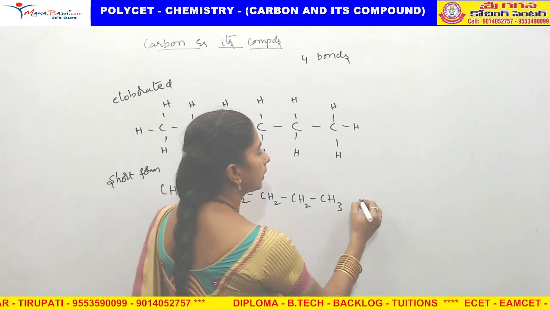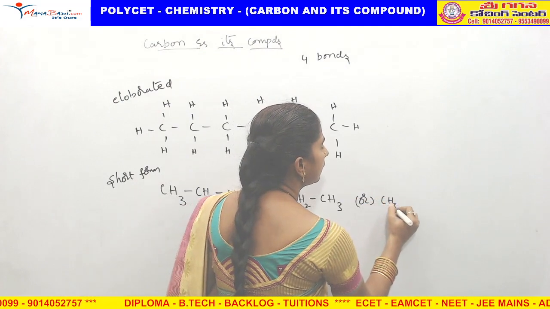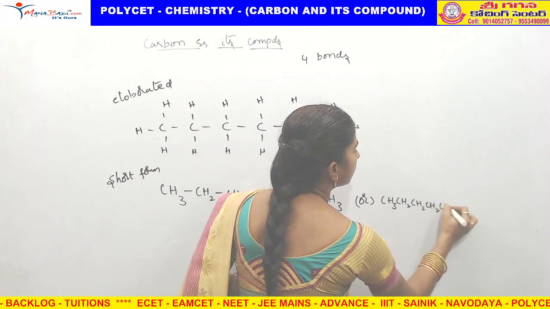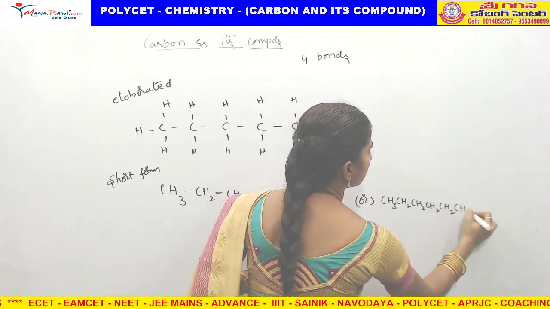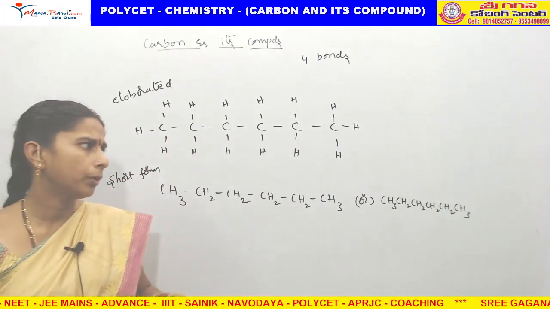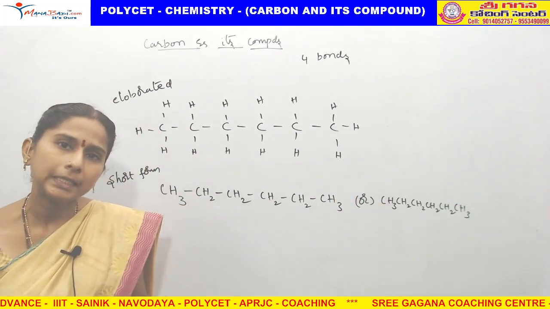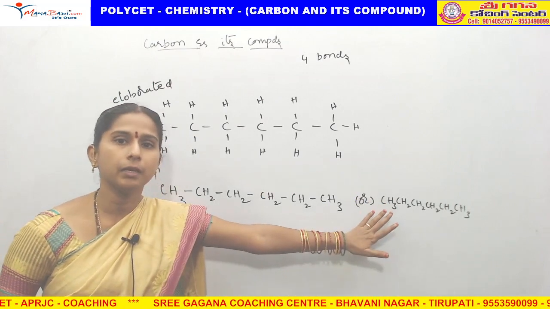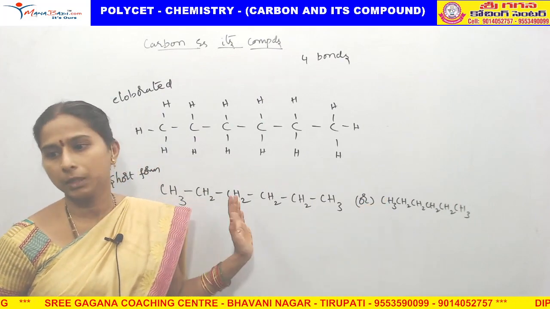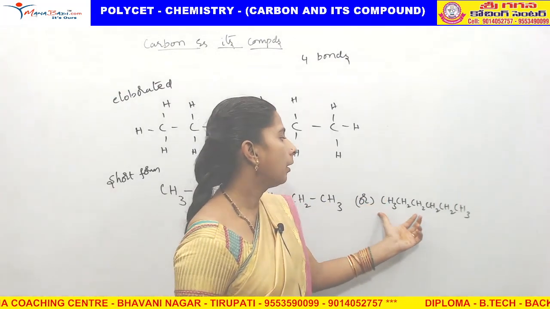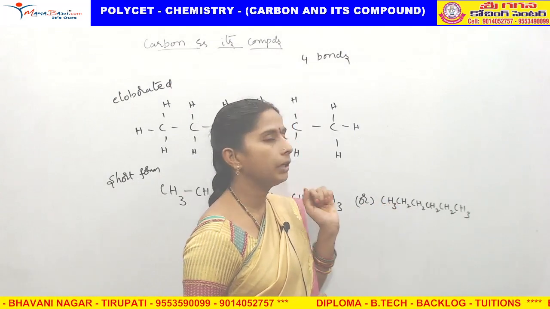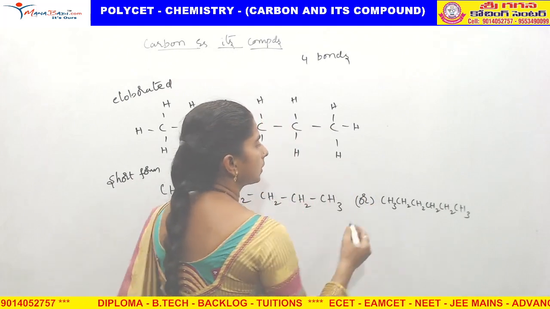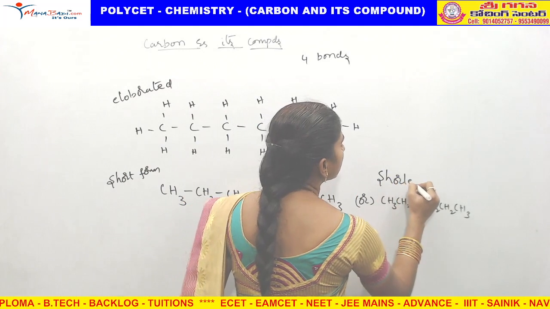And this also you can write as CH3, CH2, CH2, CH2, CH2, CH3. Without bonds also you can write. But it doesn't mean that there is no bond. The bonds are present; we are just not representing them. That is the only meaning. So the bonds between carbon and hydrogen are also compulsorily there. All bonds are present, but we are not representing them. This is called the shortest form.